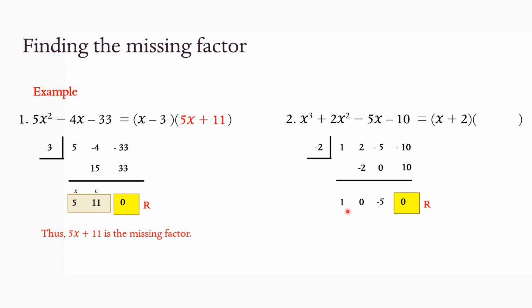So what remains is 1, 0, and negative 5. This is actually 1 for the variable x with an exponent of 2, while 0 is for the x and negative 5 is our constant. Since the coefficient of x here is 0, what remains will be x squared minus 5. So thus, x squared minus 5 is our missing factor.